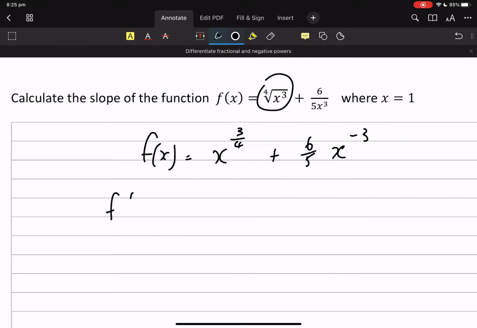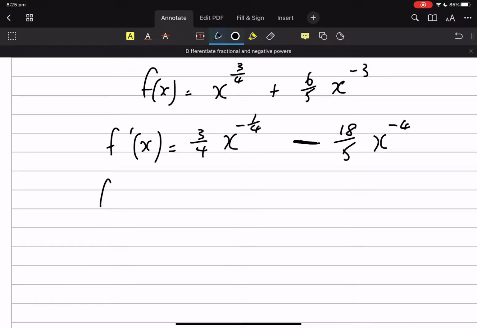Okay, so I need the gradient function. So the 3/4 will come down the front. 3/4 x, and it's 3/4 subtract 1. Okay, the minus 3 down the front, so it's going to be minus 18 on 5, x to the minus 3 minus 1 is minus 4. Let's just tidy that up a bit.